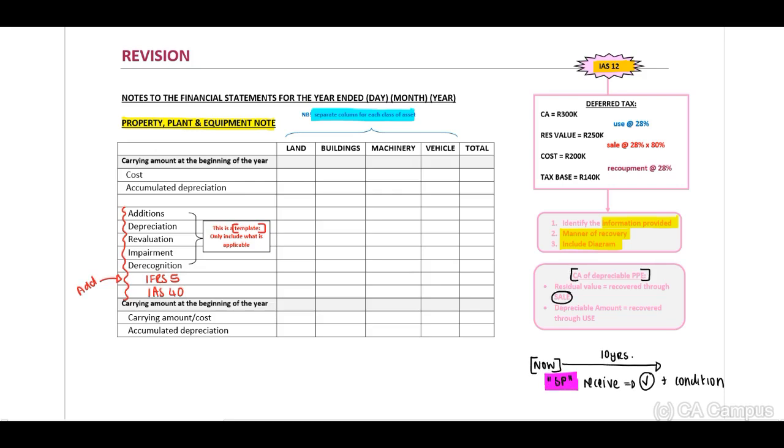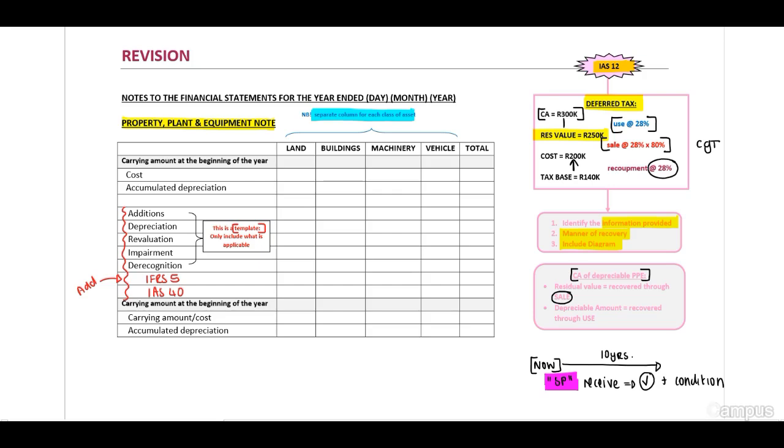Therefore, when you receive a question and there is a residual value included, please refer to the pink block, where we calculate our deferred tax. If there's a residual value, for example, of 250,000, you need to know that the residual value's manner of recovery will be through sale. Our depreciable amount's manner of recovery will be through use. Therefore, when you look at this light pink block, if our residual value is 250,000 and our cost 200,000, that 50,000 will be taxed based on our CGT rate. The difference between our tax base and our cost will be taxed at 28%, and the difference between our carrying amount, remember the carrying amount's manner of recovery will be through use, will be taxed at 28%.